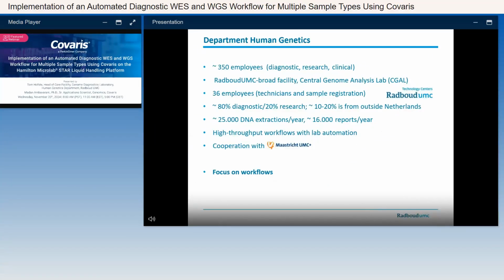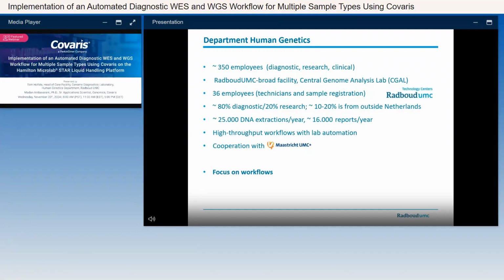Our department is divided into 3 different sections: the diagnostic section, the research, and the clinical section. In total, 350 employees. I'm heading the Radboud facility, the Central Genome Analysis Lab. This contains around 36 employees, technicians, and sample registration colleagues. We do around 25,000 DNA extractions a year and report 16,000 reports a year. We have a couple of different high throughput workflows, and all is automated with several devices, and all is done in cooperation with our counterpart Maastricht UMC in the south of the Netherlands.